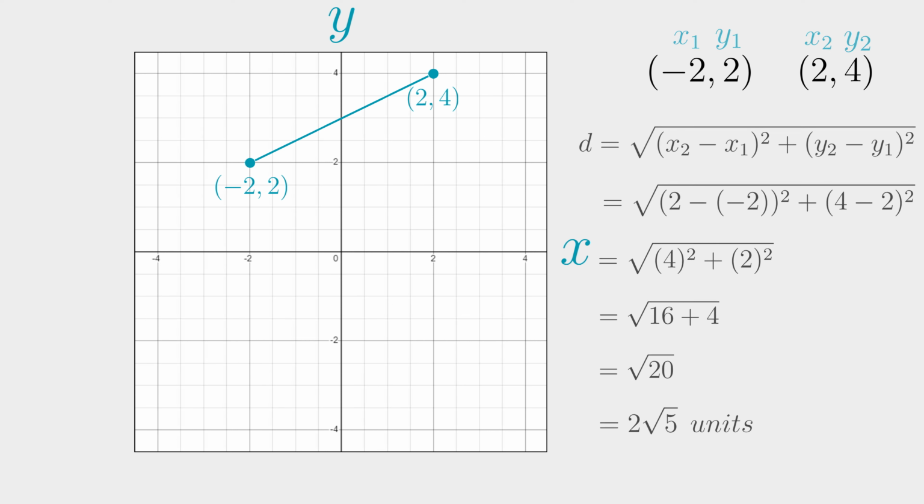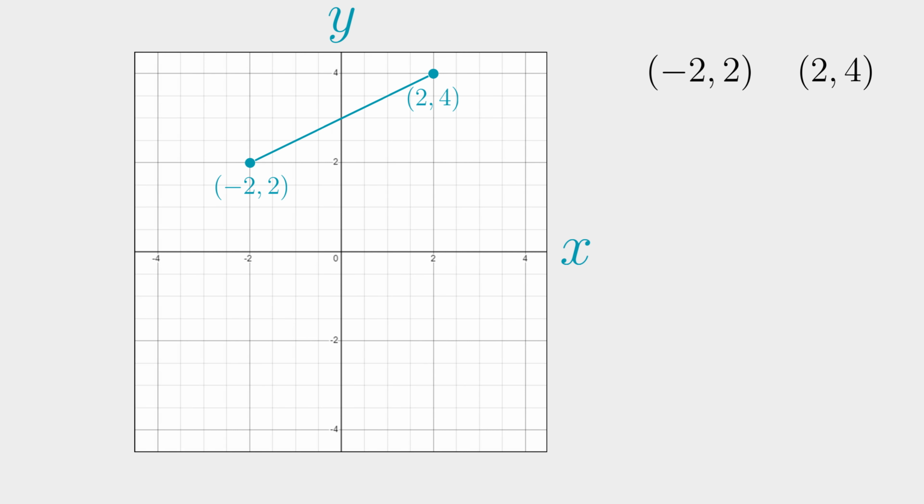Now moving on to the gradient. We use the symbol m for gradient. We can think of the gradient in several ways. One is the rise over run of the graph, where we look at how many units the graph rises over how many units the graph runs to a side.